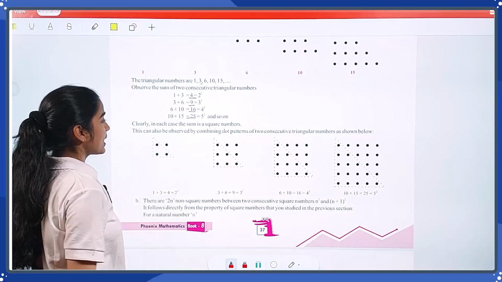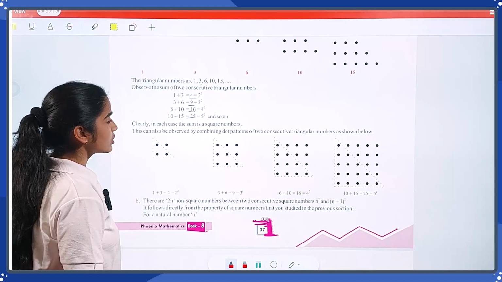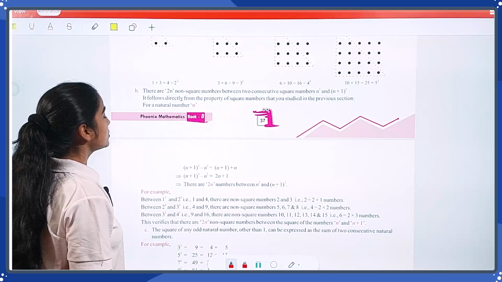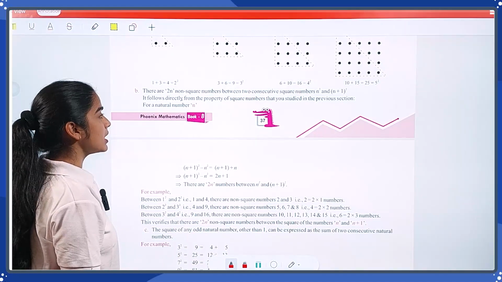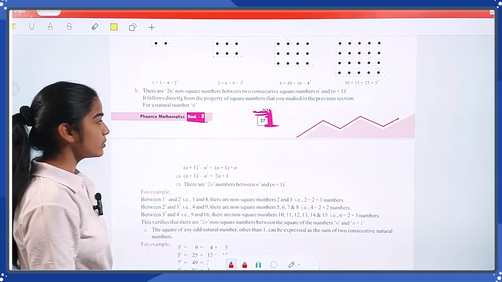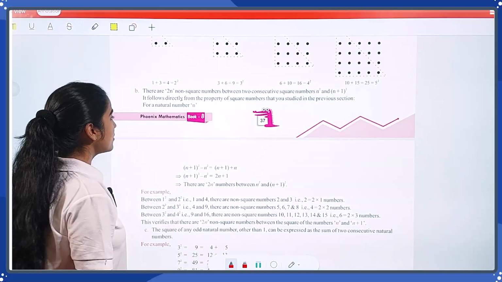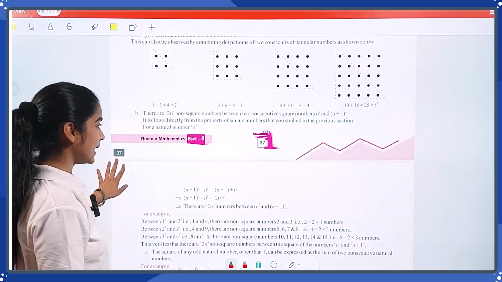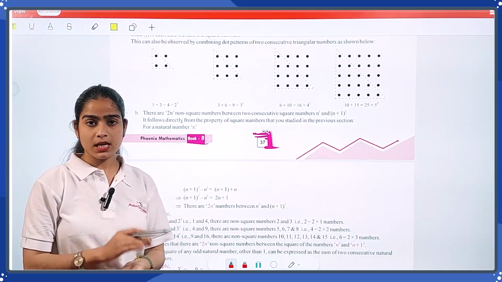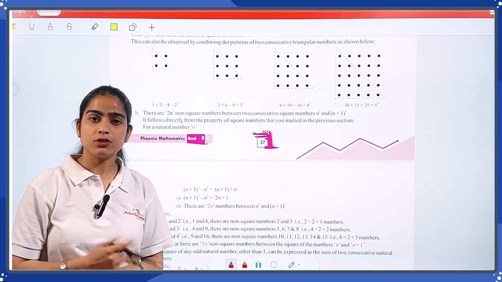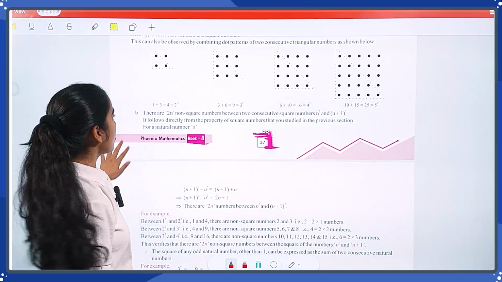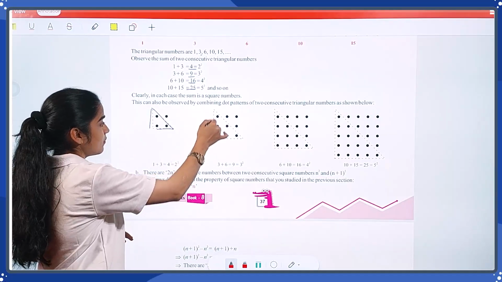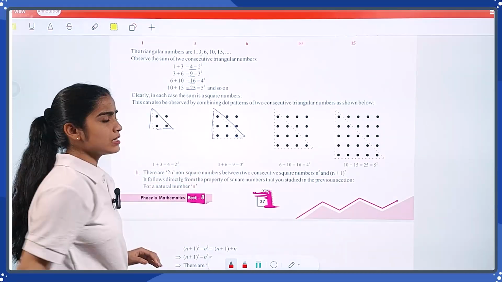This can also be observed by combining dot patterns of two consecutive triangular numbers as shown below. There are 2n non-zero non-square numbers between two consecutive square numbers n square and (n plus 1) whole square. It follows directly from the property of square numbers that you studied in the previous section. So what we understood now is that if we take two consecutive triangular numbers, we will get a square number, and we can take patterns like this. If we make it, we will get the same result.